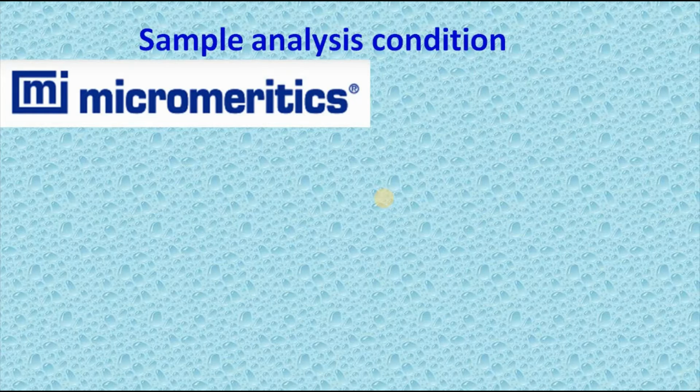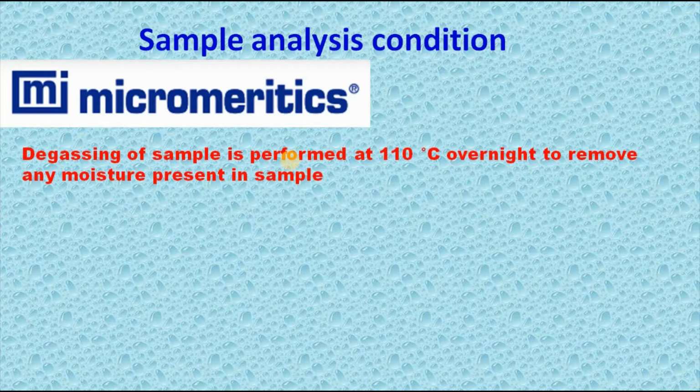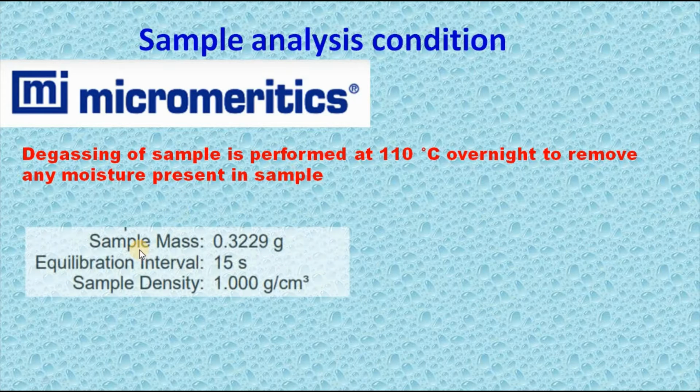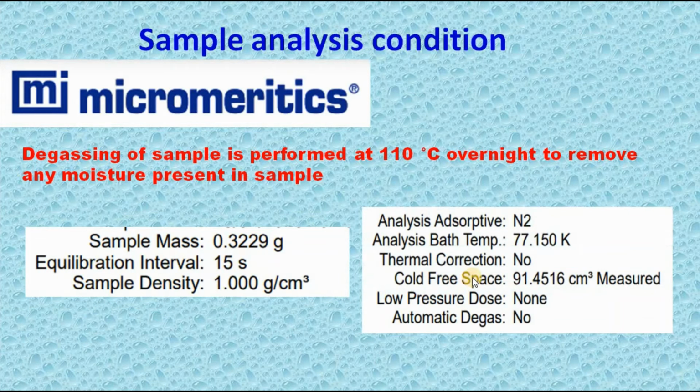Now, sample analysis conditions. The main condition is degassing of the sample, which is usually performed at 110 degrees Celsius overnight to remove any moisture present in the powder sample. Here I have shown sample mass, equilibration interval, sample density. Then the report also shows the analysis adsorptive, nitrogen gas at 77.15 Kelvin.